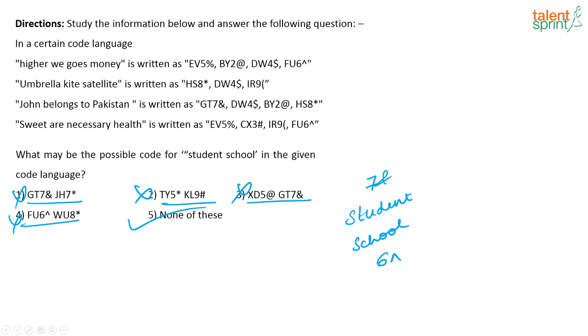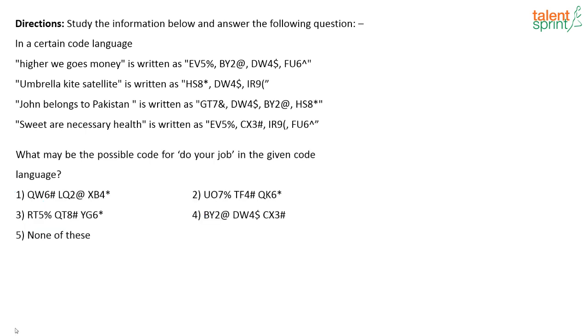I was initially worried because none of these is there. Let us say there was an option having 7 and 6, the symbol. Still, whatever comes here could have been different, right? It could have gone wrong. So I was worried like that, but here the options are given in such a way that all the options are anyway going wrong. So your answer is going to be none of these. Okay. Moving on. Next question. What may be the possible code for "do your job" in the given code language?